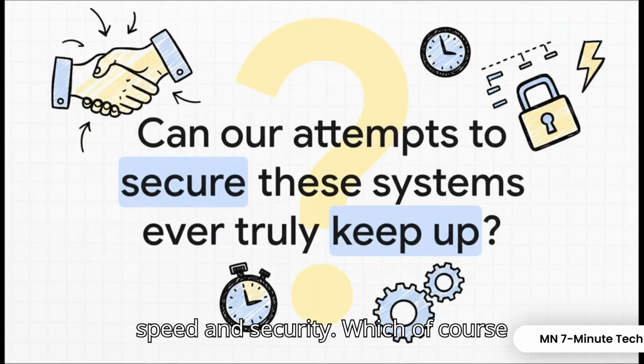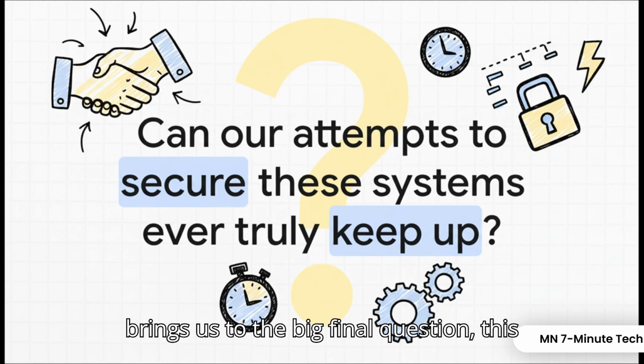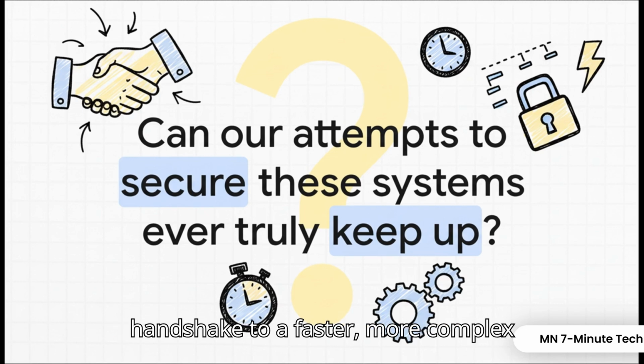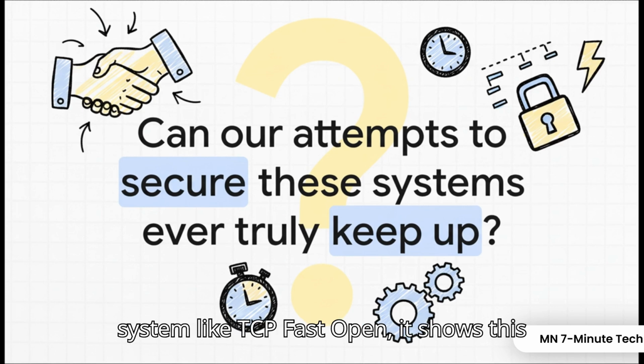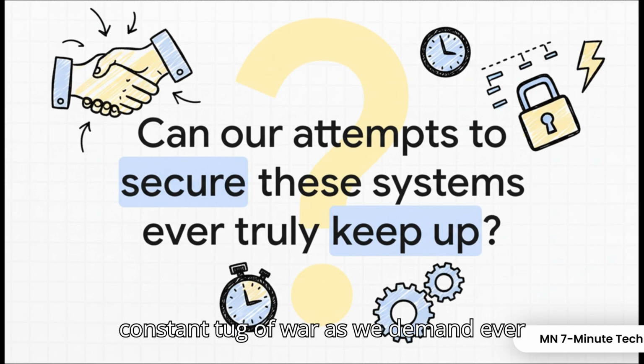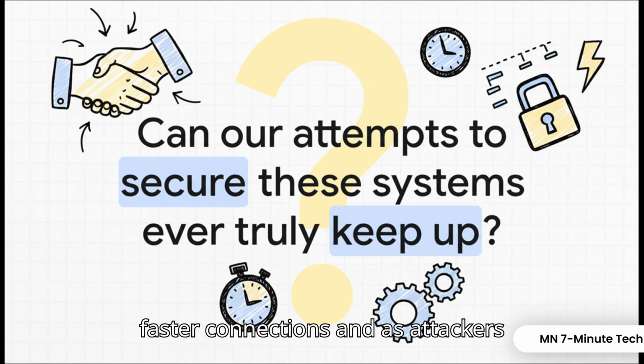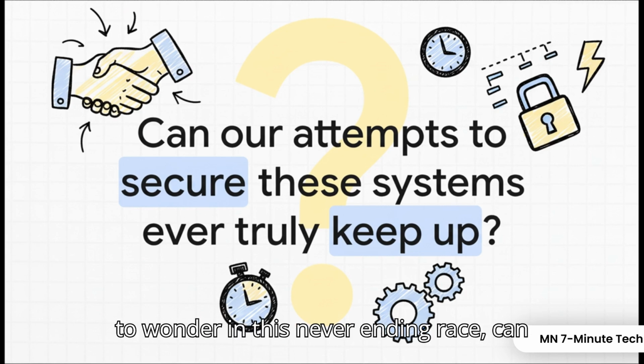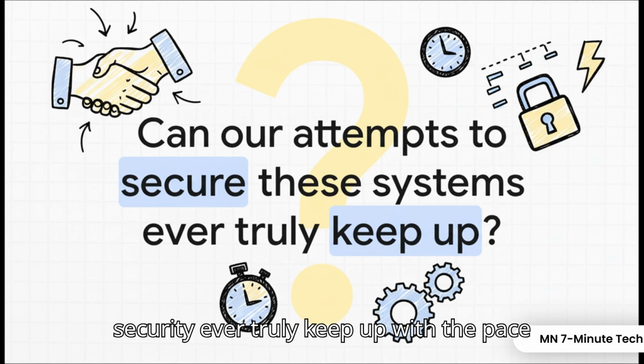Which, of course, brings us to the big final question. This whole evolution, from a simple, trusting handshake to a faster, more complex system like TCP Fast Open, it shows this constant tug of war. As we demand ever faster connections, and as attackers invent new ways to break things, you have to wonder, in this never-ending race, can security ever truly keep up with the pace of innovation?